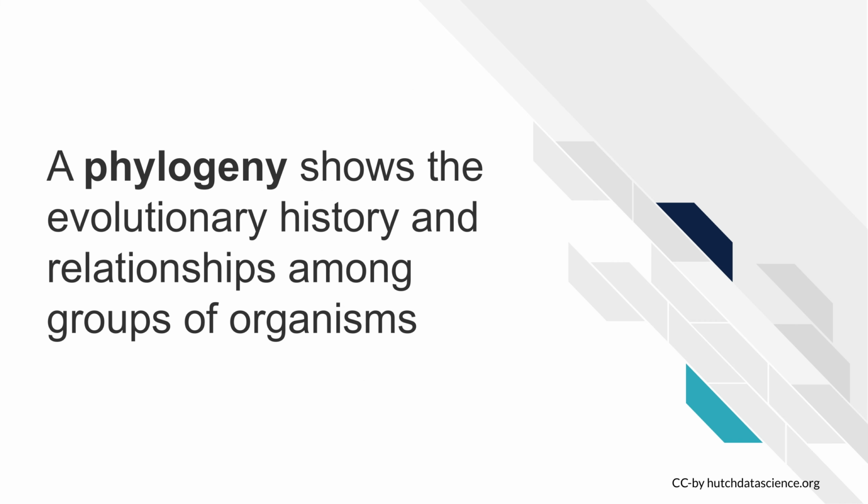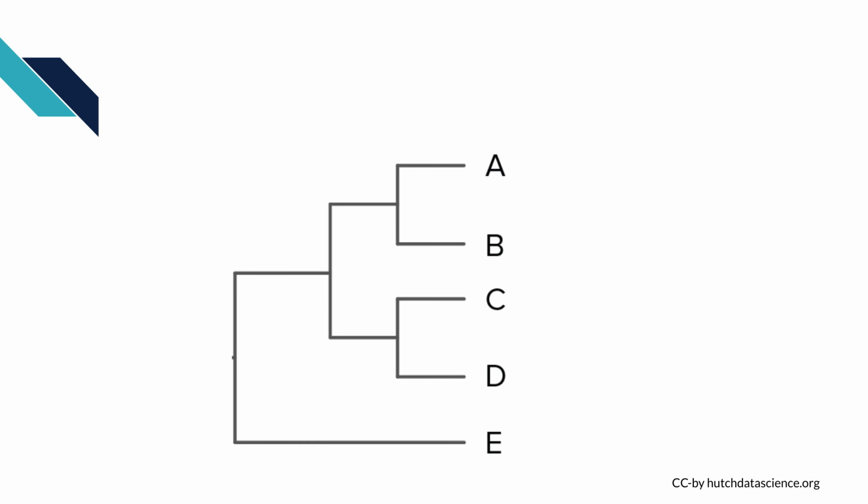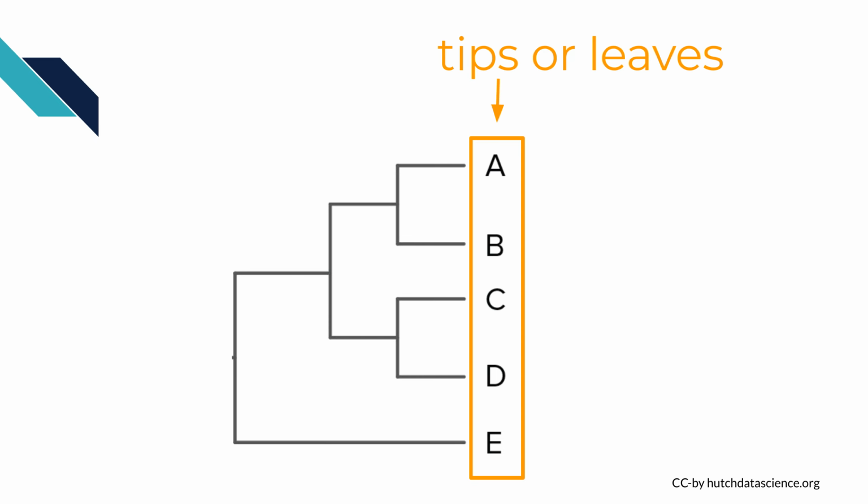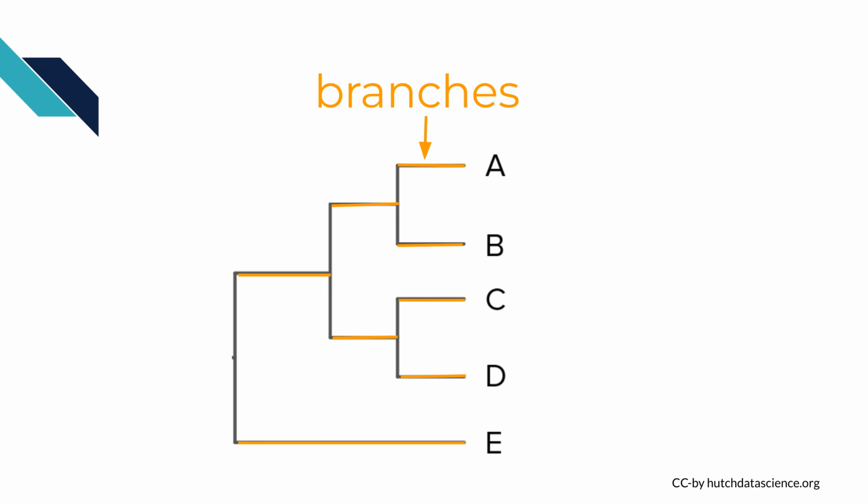A phylogeny is a diagram that shows the evolutionary history and relationships among a group of organisms. It is also called a phylogenetic tree or, more simply, a tree. Here is a phylogeny showing the relationship among 5 taxa. Biologists arrange related living organisms at the tips, or leaves, of the tree. Then draw branches to connect different organisms back to putative ancestral organisms.